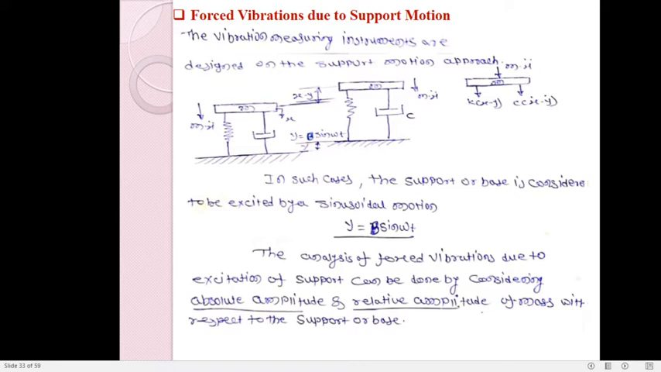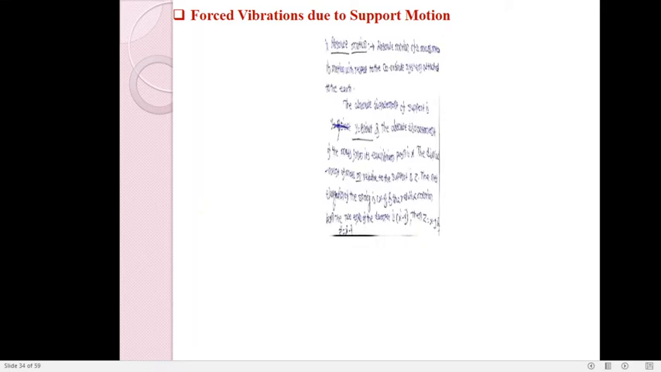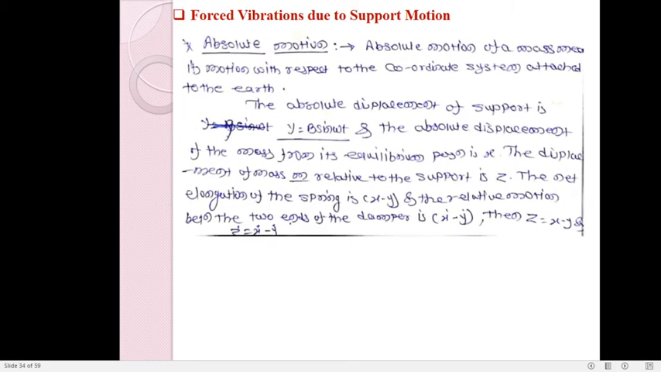And we have to consider it with respect to the mass or support, we can say. So the first case we will discuss is absolute motion. Absolute motion of a mass means its motion with respect to the coordinate system attached to the earth. The absolute displacement of the support is y equals b sine omega t.